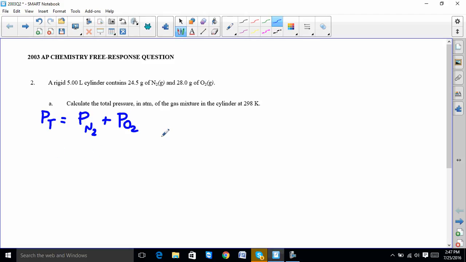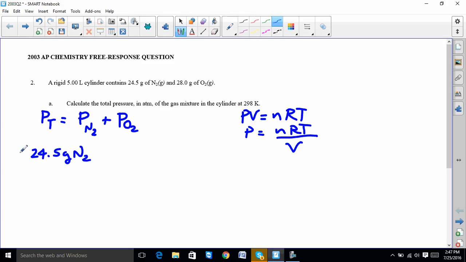And so keeping in mind that PV equals nRT, this is the most important gas law, and that P is equal to nRT over V. To get the number of moles, I'm going to take 24.5 grams of nitrogen. If you look online, we have more sig figs now, so the answer is going to be slightly different. 14.01 is what N is, so N2 is 28.02 grams in 1 mole. And so we end up with 0.874 moles of N2.